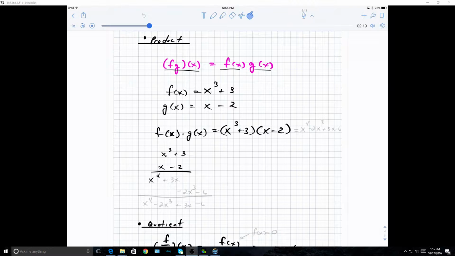So this would be x to the fourth plus 3x minus 2x cubed minus 6, and then just add them all up, x to the fourth, and I'll make sure that I put it in standard form, so I'll just put the x cubed next, so that'd be negative 2x cubed. It doesn't appear that we have any x squares, so it's 3x minus 6. So all of this does equal this as well.